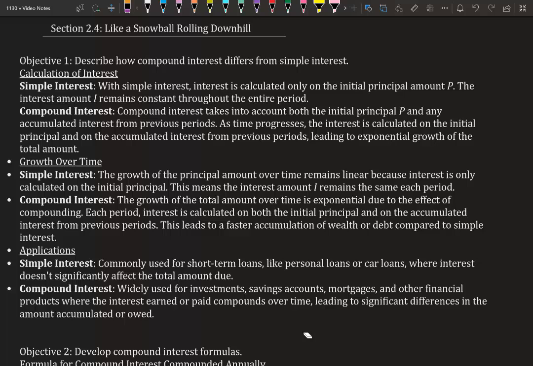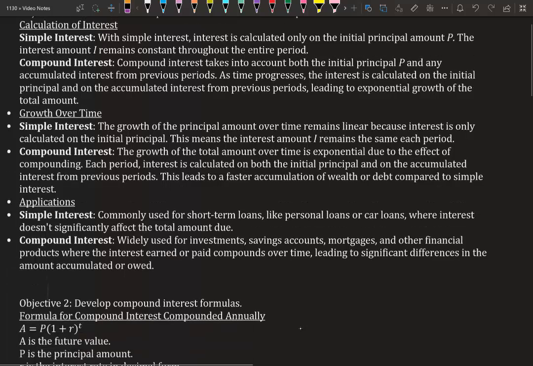Compound interest, the growth of the total amount over time is exponential due to the effect of compounding. Each period, interest is calculated on both the initial principal and the accumulated interest from previous periods. This leads to a faster accumulation of wealth or debt compared to simple interest.